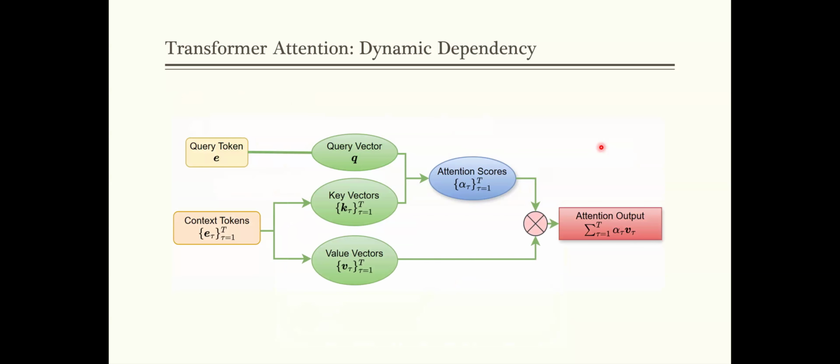Well, in contrast, the attention mechanism in transformers introduces a dynamic dependency. In attention, the output is given by a weighted sum of the value vectors, and the weights are the attention scores. The value vectors come from linear transformation of the context tokens. And the combining coefficients, or we call it the attention score, are computed from the compatibility between the query and K vectors. And the coefficients, they change dynamically for each query token.